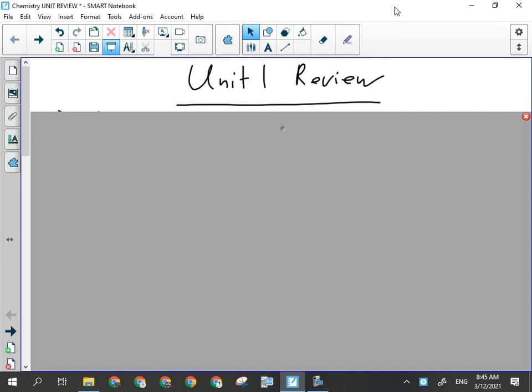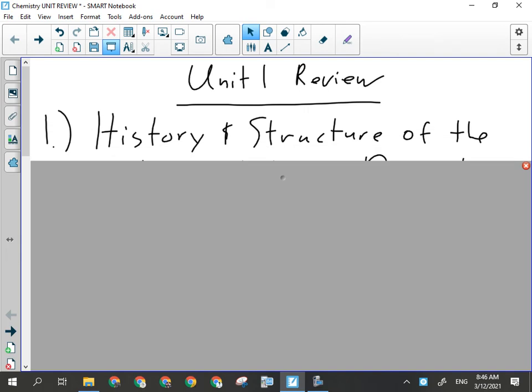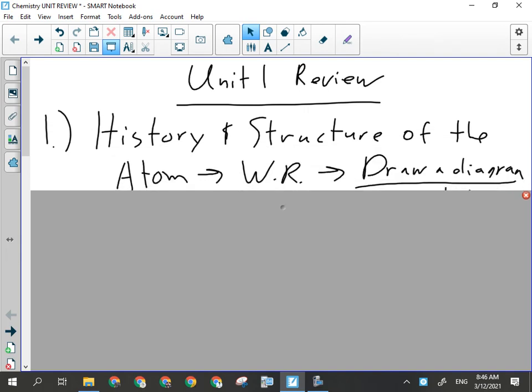First thing we went over in this unit: history and structure of the atom. There's definitely going to be some multiple choice about history of the atom, atomic theory.